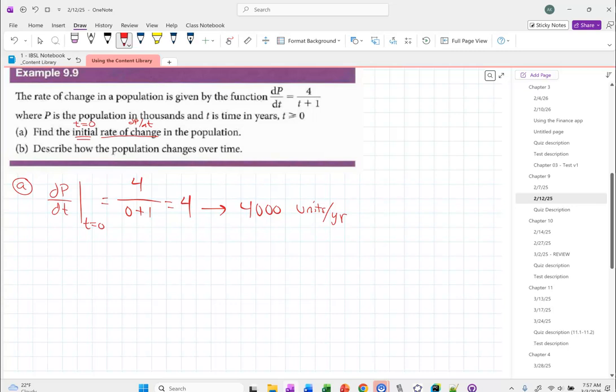Does everybody feel okay here? So if we're asked to describe how the population changes over time, a good idea is to be able to tell when the population is increasing and when it's decreasing. To do that, we're just going to make a sign diagram, right?